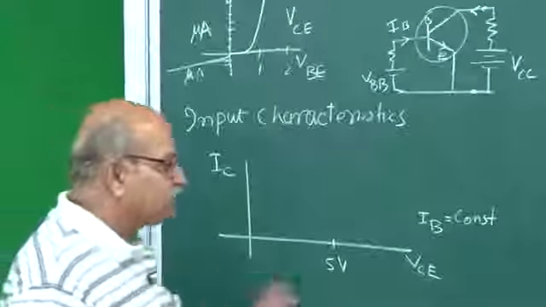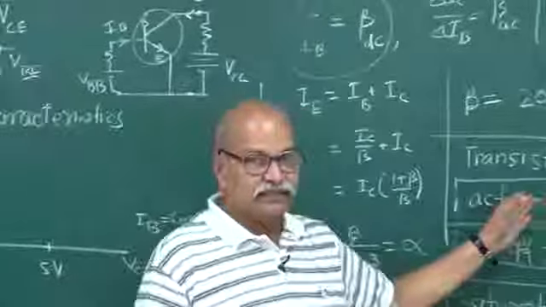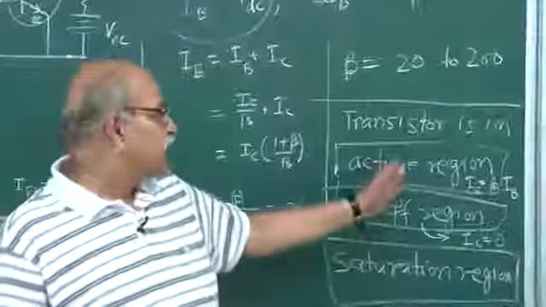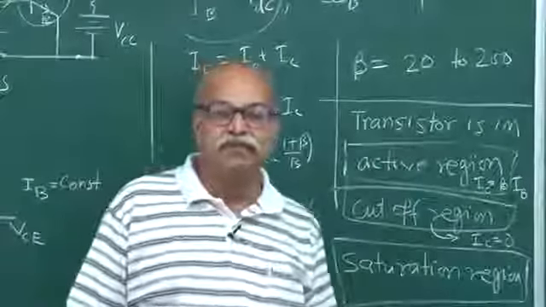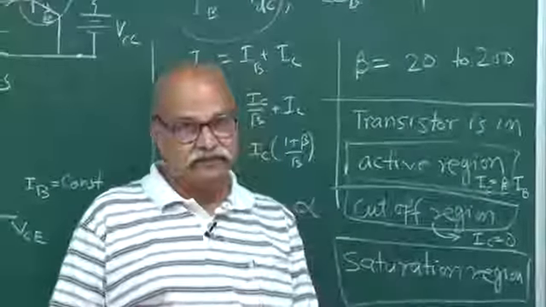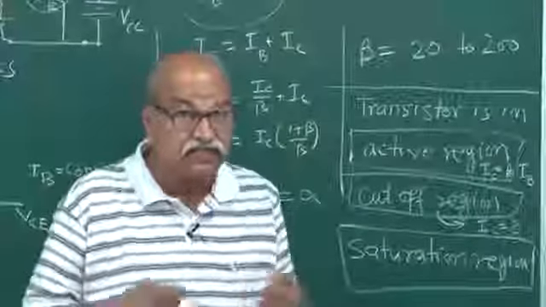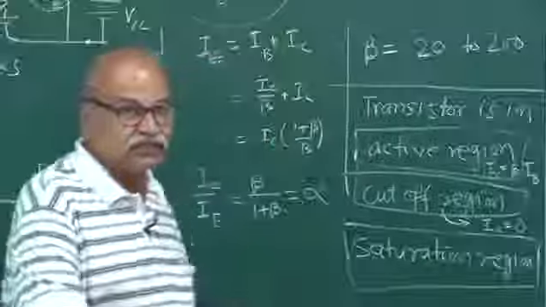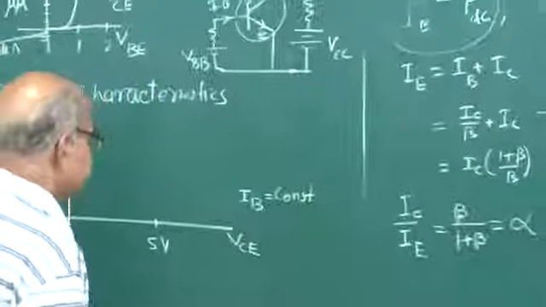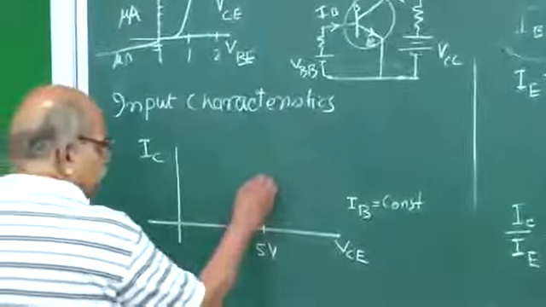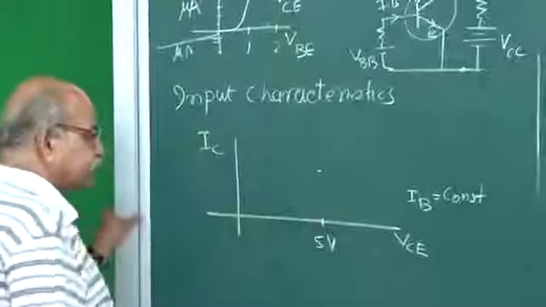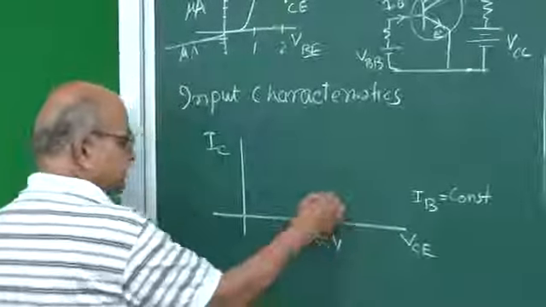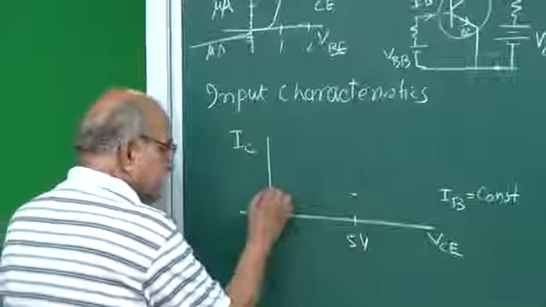So I am in the active region, I want to be in the active region, right. In the cutoff region, there are no characteristics. So in the active region, what will happen? The collector base junction is sufficiently reverse biased, so that it draws beta times that current IB. So it is drawing this much current, let us say, or I have to draw more characteristics. So let us say this one here, this much, this is the value of IC.